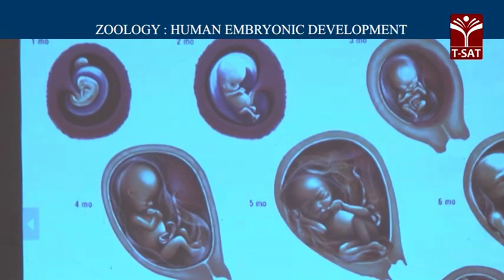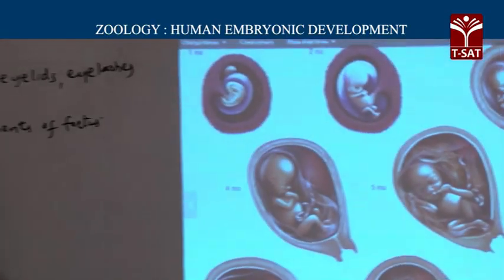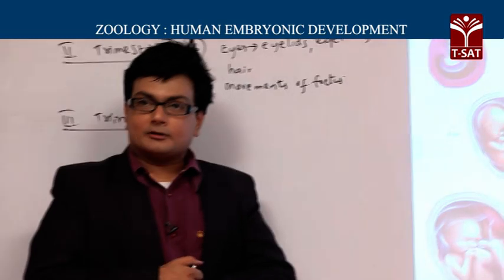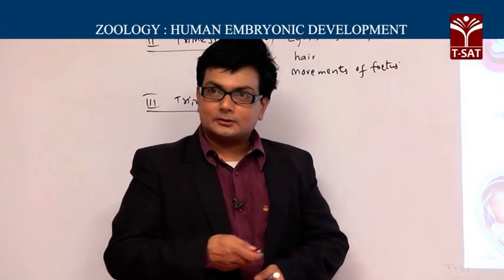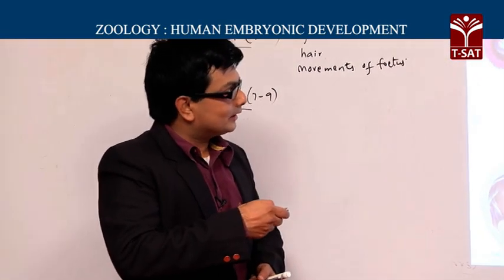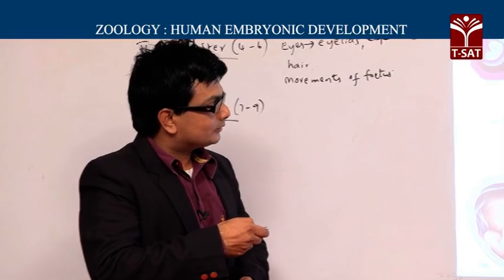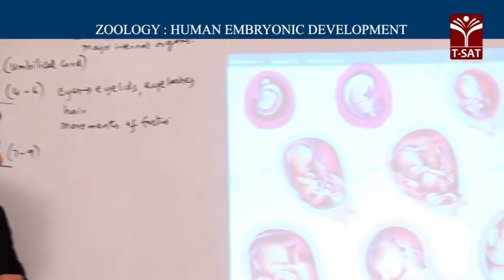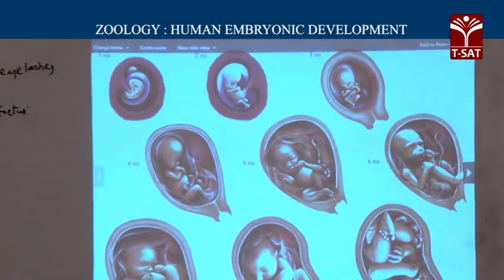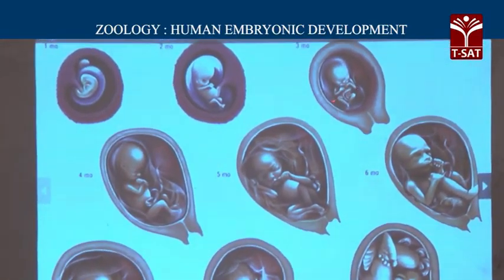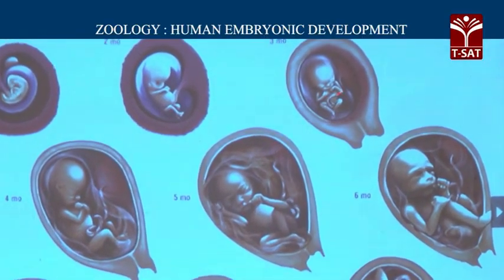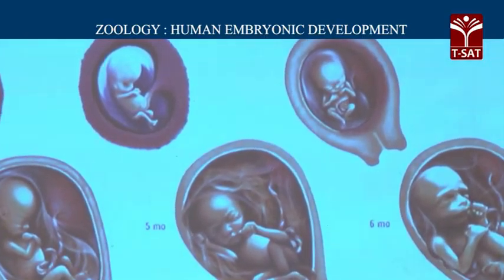Now, what about the limbs? Because we are all tetrapods, we need to get the forelimbs and the hind limbs. As this picture is clearly depicting, you can see the growth of the forelimbs and the hind limbs, and you can see the umbilical cord also slightly here: forelimbs, hind limbs, the umbilical cord.